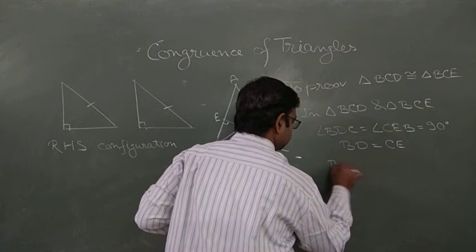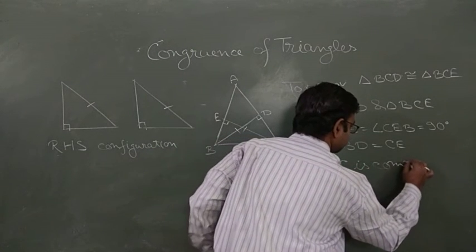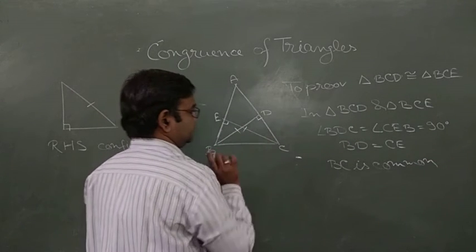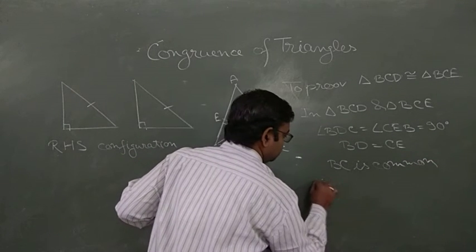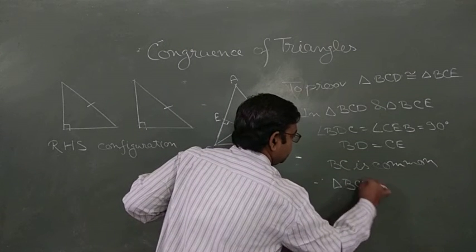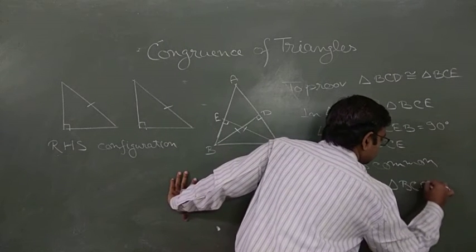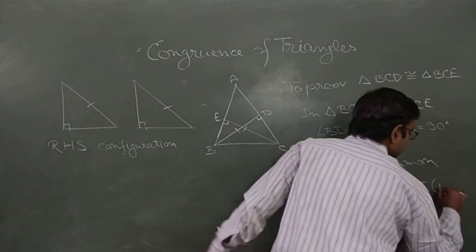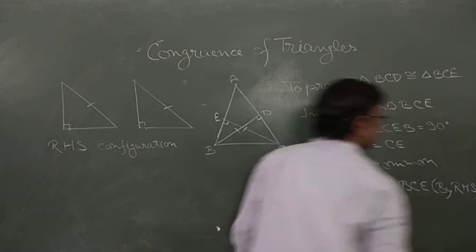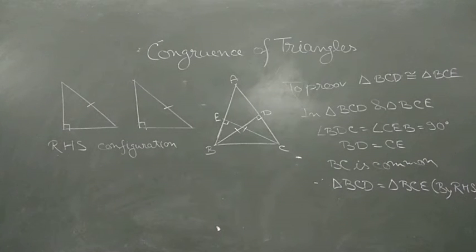BC is common in both the triangles. BC is common, meaning the hypotenuse of each is common. So therefore we can write down triangle BCD equals triangle BCE by RHS property. Clear? So I hope this question is also clear to you.